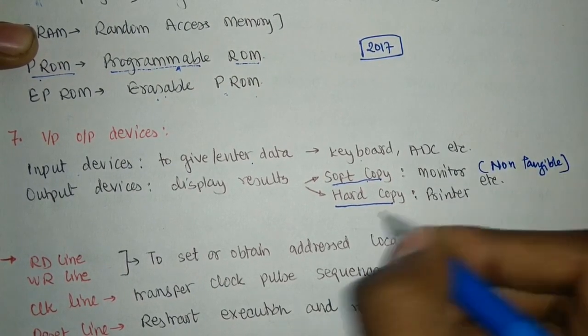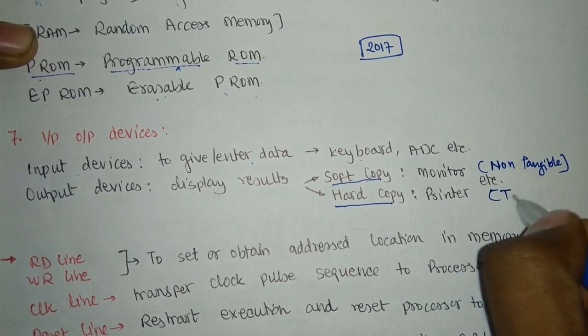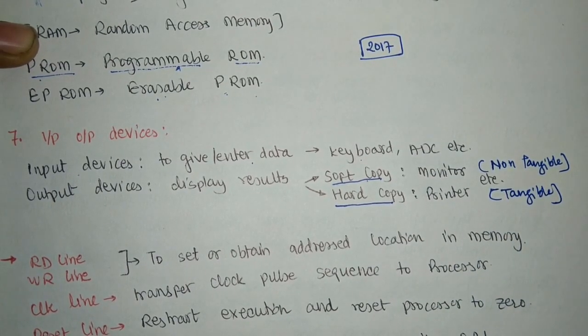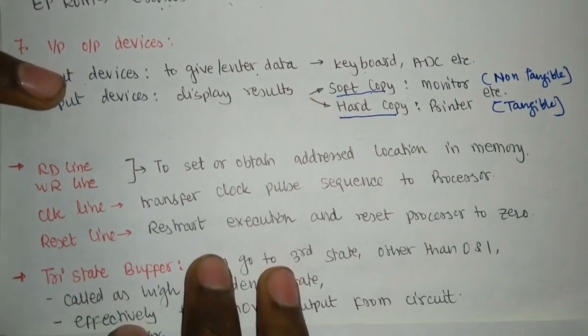Or we can have a hard copy like our printer, so that is tangible in nature, means we can touch it and we can keep it. Whatever printing we have got out of a printer, I can store that paper again, right? So that is our tangible memory.